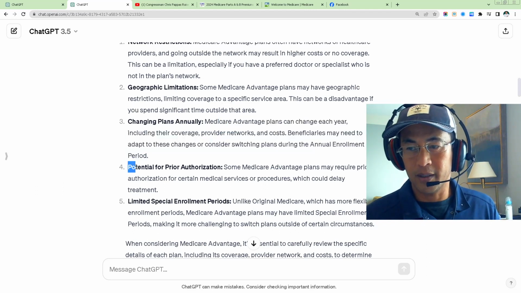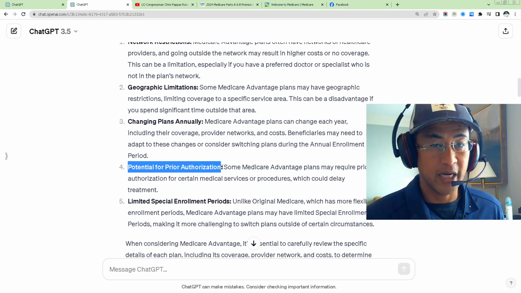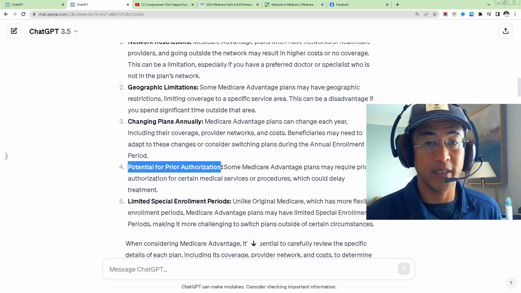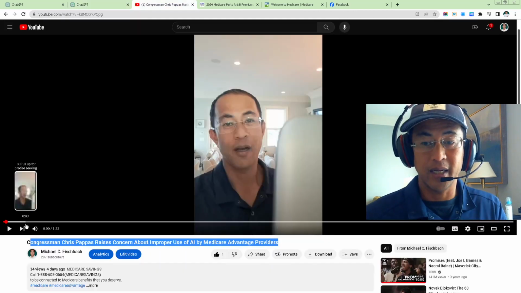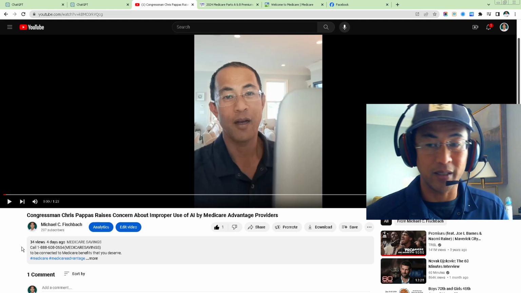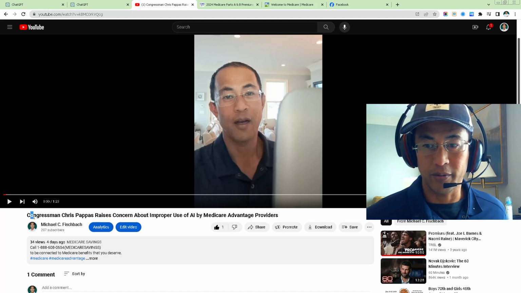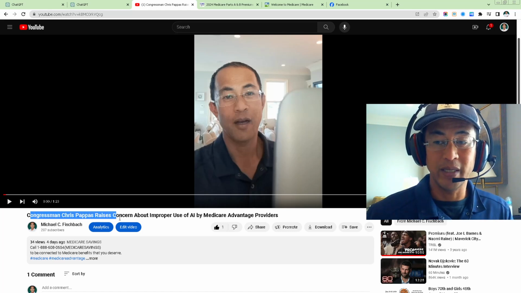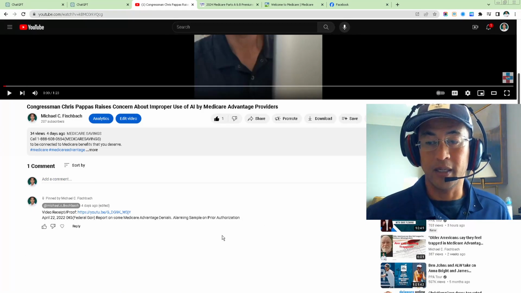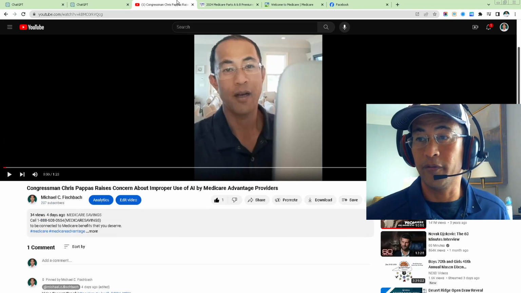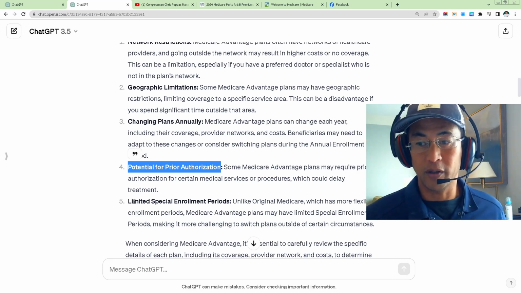Number 4, potential for prior authorization. If you look on YouTube or Google it or use ChatGPT to ask about Medicare prior authorizations, you will clearly see what the news is saying about prior authorizations. And here's an article that I quickly review about prior authorizations and also improper use of prior authorization. Congressman Chris Pappas raises concern about improper use of AI by Medicare Advantage providers, and I go in depth about that and show you the video proof. And so that is a big con if you are looking into Medicare Advantage.